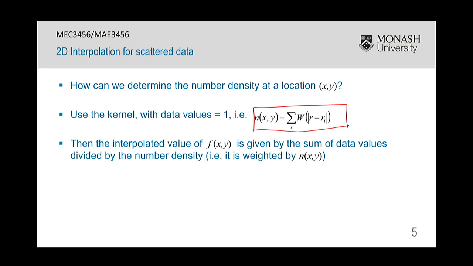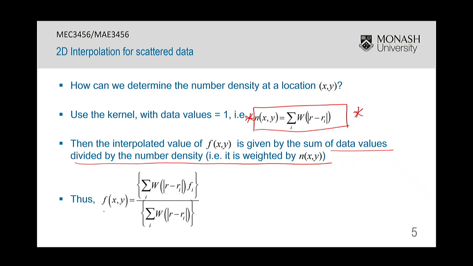Then, the interpolated value of our function is given by the sum of the data values, weighted by the weight function, divided by the number density. That is, the sum that we had on the previous page is weighted by this thing here. So, this means then that a reasonable interpolated value, f of x and y, is equal to the sum over all of our data points. The first sum, the top sum up here, is the function values multiplied by the kernel, and the sum down here is just the sum of the kernel values. So it's one sum divided by another sum.